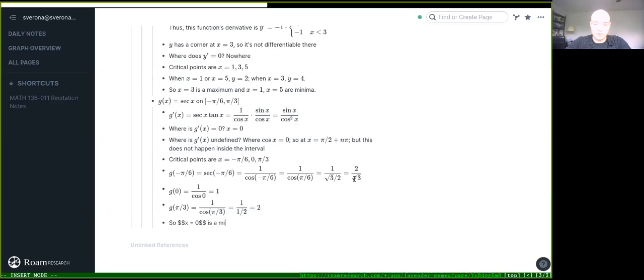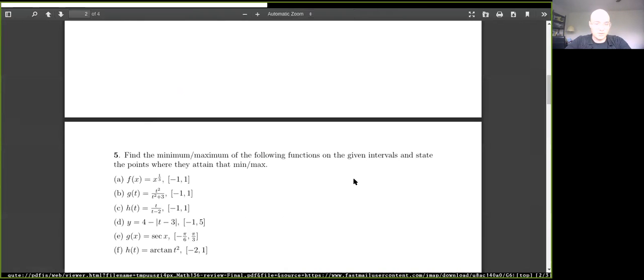So zero, where I get a 1, is going to be my minimum. And my maximum is going to come at pi over 3. And there's that problem done.